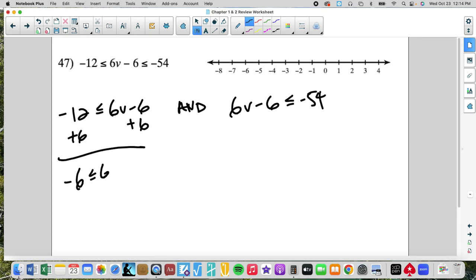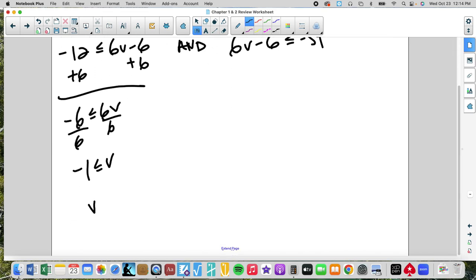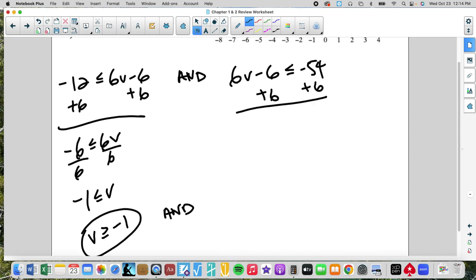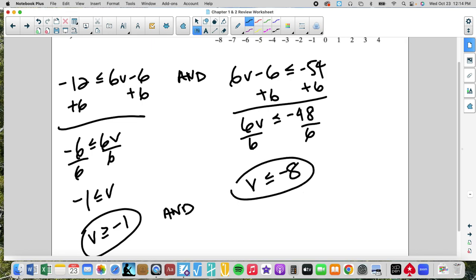-6 is less than or equal to 6v. Divide by 6. Divided by positive 6 gives us negative 1 is less than or equal to v, which is v is greater than or equal to negative 1. And let's add 6. Add 6. 6v is less than or equal to negative 48. V is less than or equal to 8.